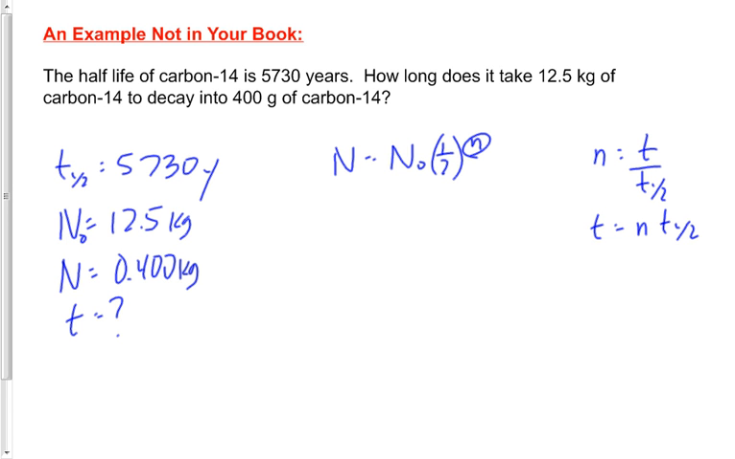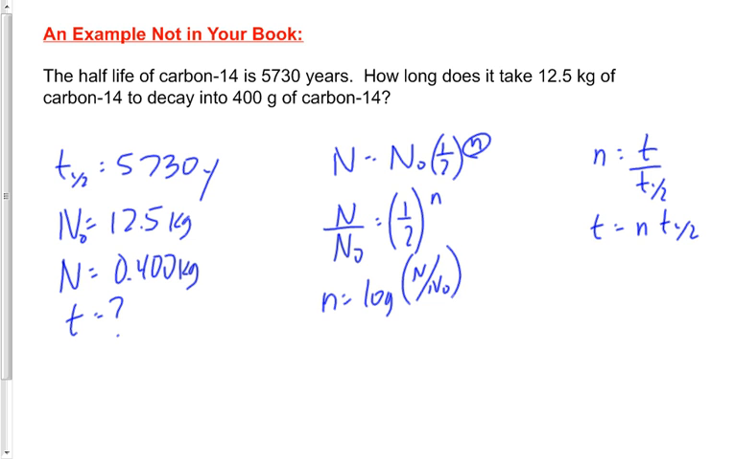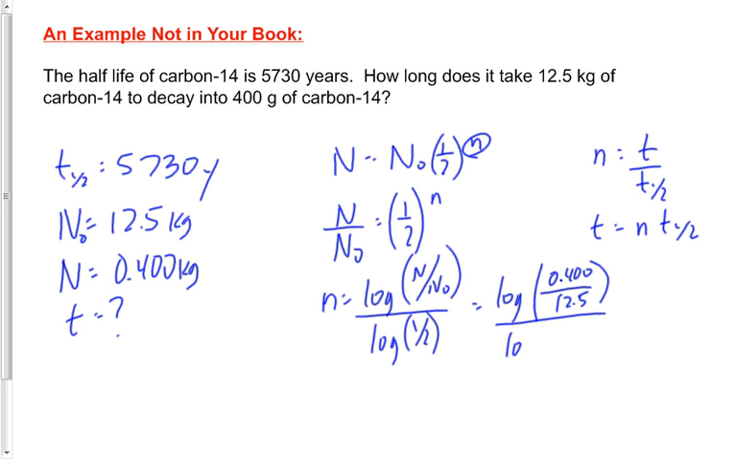So how are we going to do this? Well, let's say N over N sub 0 is 1/2 to the little n. And let's say n is equal to log of N over N0, over log of 1/2, or 0.5. If that doesn't make sense to you, don't worry about it. If it does, go with it. We'll solve it this way. For those of you who this seems like a foreign concept to, we'll give you another way in just a moment. So we've got log of 0.4 over 12.5, over log of 0.5 there.